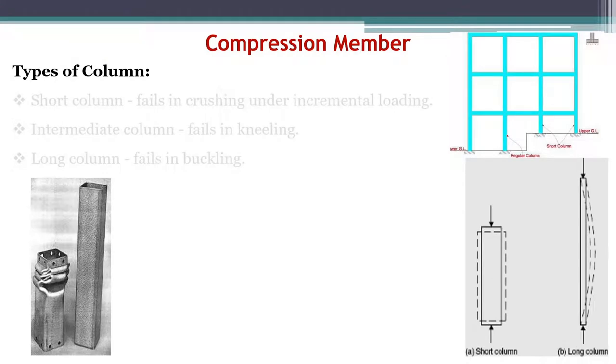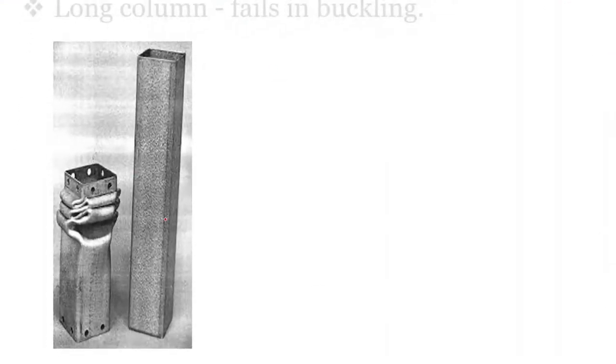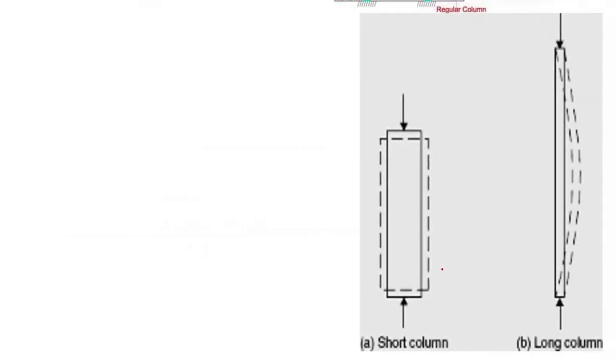Here are a few examples of failure. The first picture is a short column because it fails in crushing. Now if you apply a compression load, this column won't buckle. The buckling won't happen. If crushing happens, then this column is called a short column. And in this picture, it is clear that we have both columns, one short and another one long. If you apply a compressive load on a vertical member and it crushes, like this, then it is a short column. If you apply the load and it buckles without crushing, it is a long column.